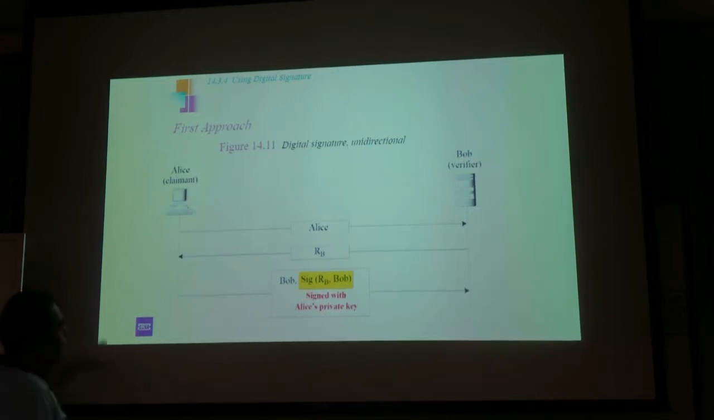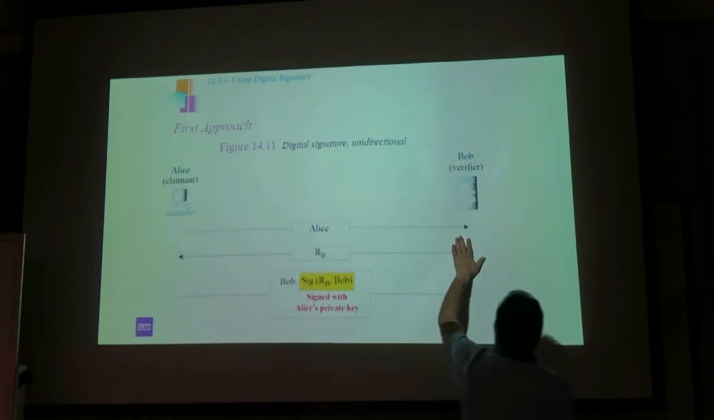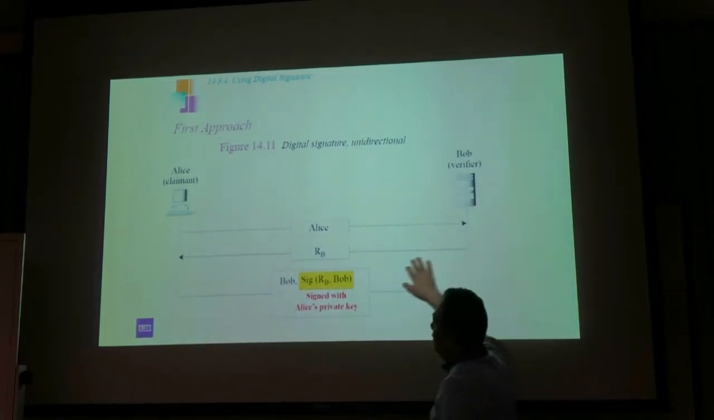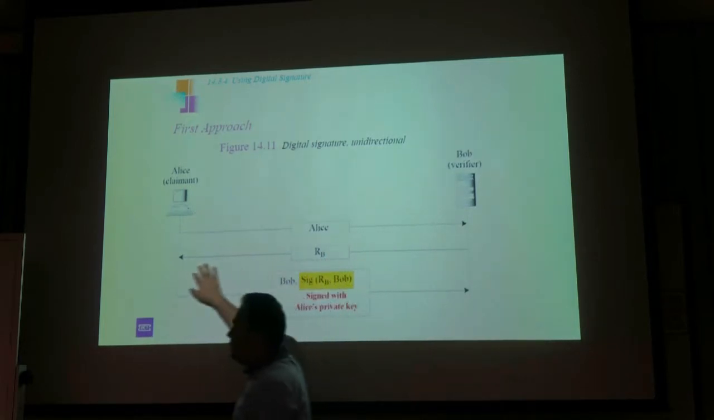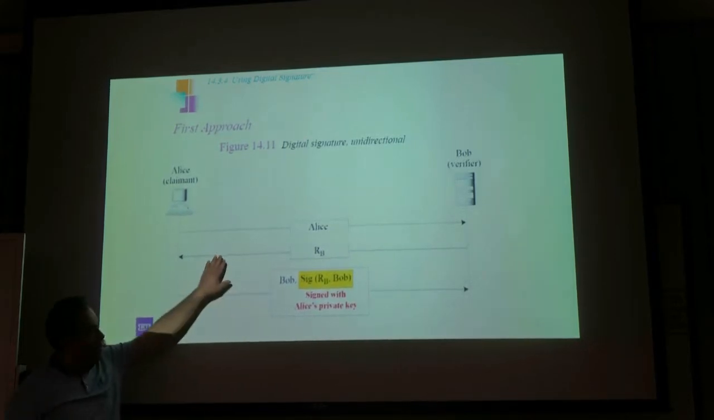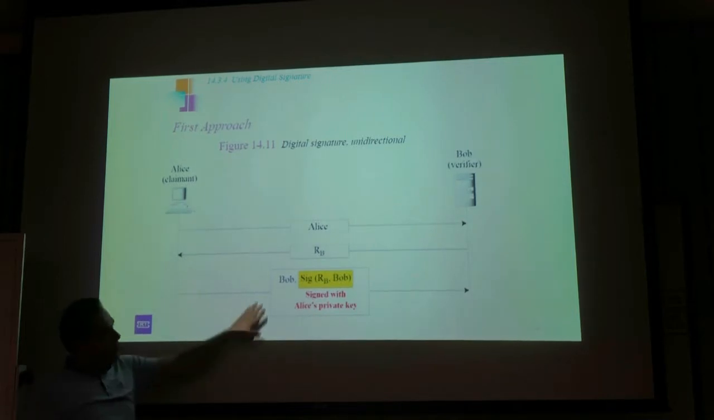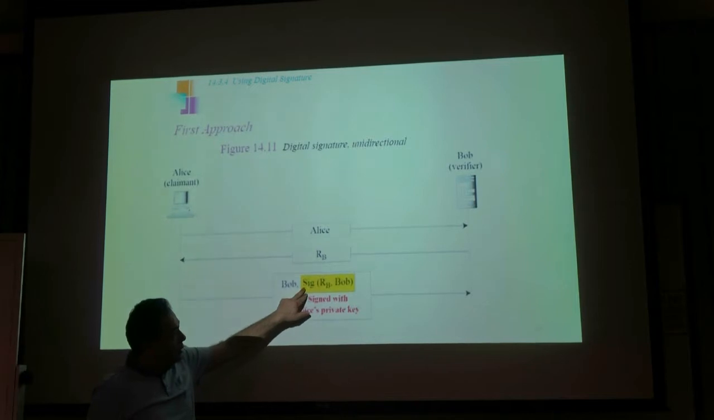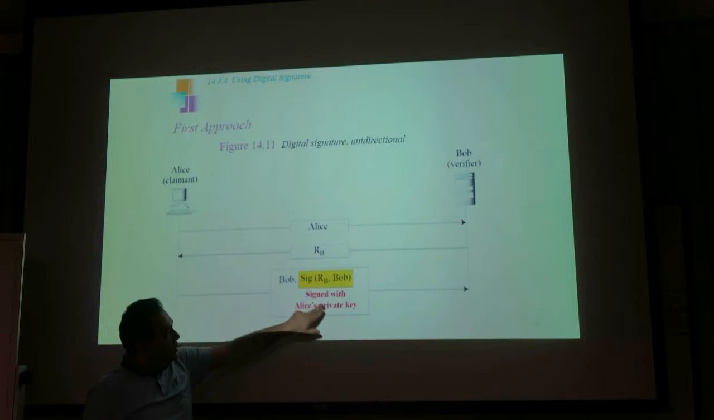So Alice, the claimant, sends a message to Bob: Bob, hello, I am Alice. I need to be verified. Then Bob sends what? A nonce. Nonce, any value, you call it nonce. To where? To Alice. Alice received the nonce from Bob. What does it do? It creates a package. It puts Bob, the destination, and it will sign the nonce received from Bob.